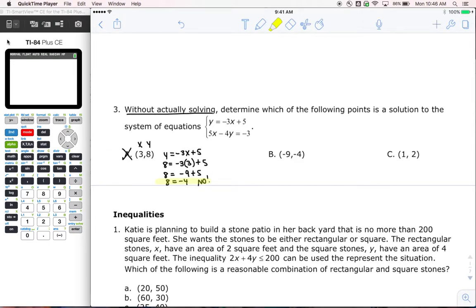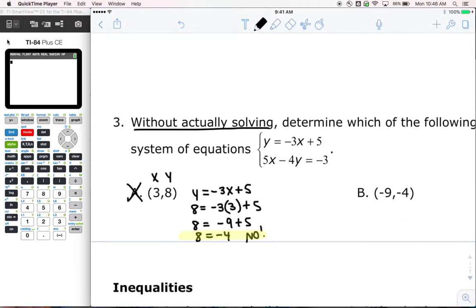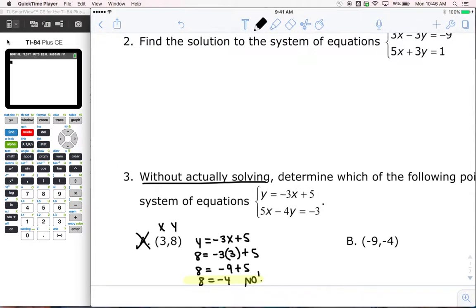Now, just to show you guys how to solve these, because there is a question on your test where you have to solve a system that looks like this. This system is set up for substitution. And I'm not sure we remember how to do that, so let's do a quick example. Substitution means that we take this, right, since y is equal to negative 3x plus 5, we take that and we actually plug it in for y in my other equation.